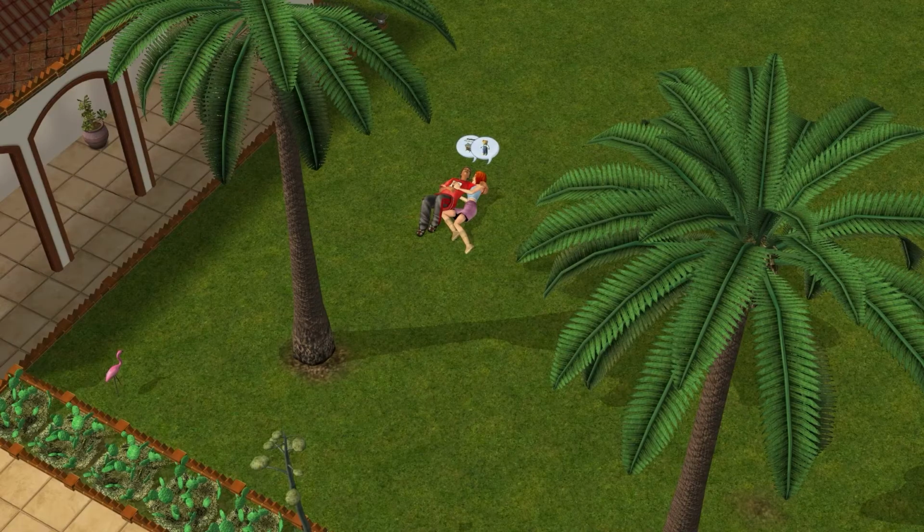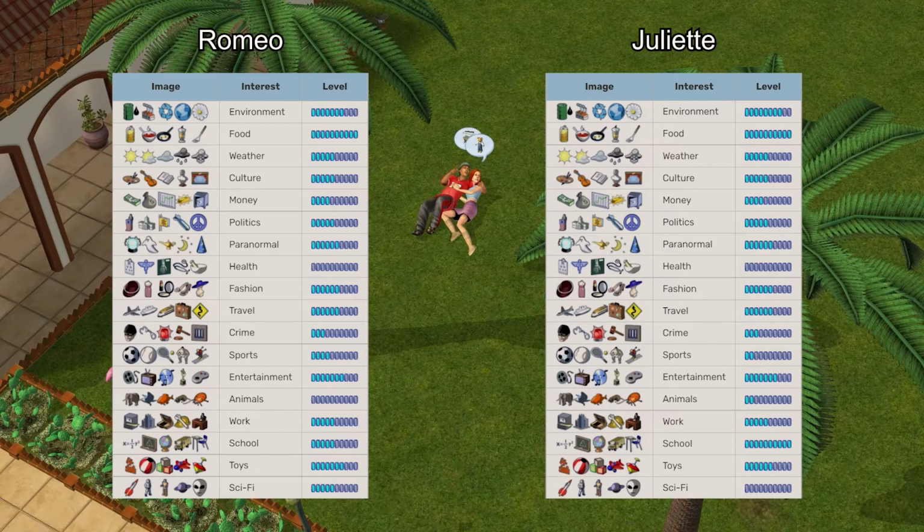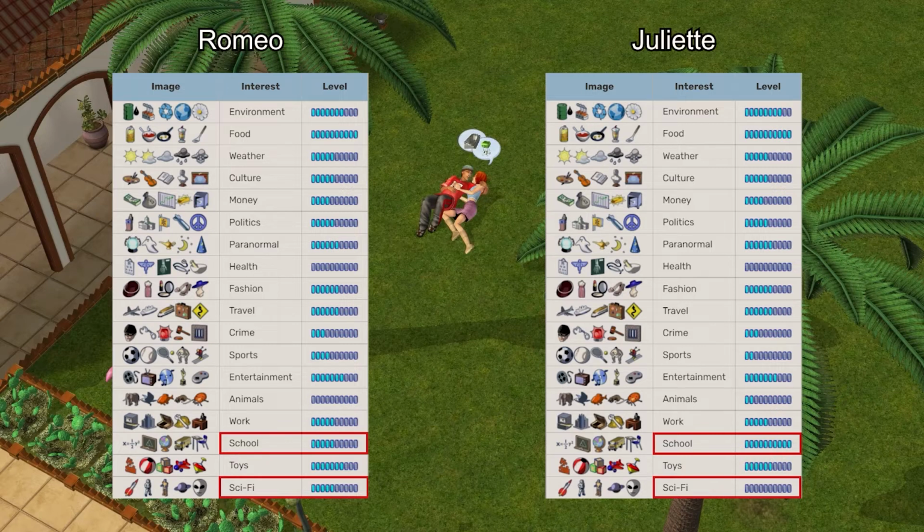What the devs did have in mind, no doubt, is their compatibility when it comes to their interests, because interests were in the base game and have nothing to do with chemistry. And Romeo and Juliet do have very similar interests, as you can see. The only notable difference is that Juliet has a very high interest in school and no interest in sci-fi, while Romeo has a moderate interest in both. So that means that they will rarely ever have a bad conversation.